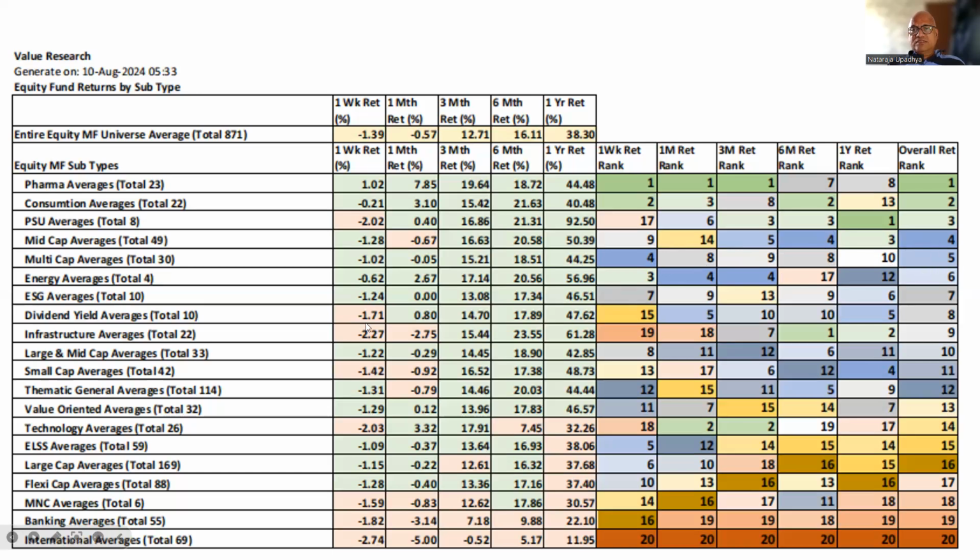I will not discuss the rest, but let us discuss the bottom 5. The worst performing funds are the international funds.